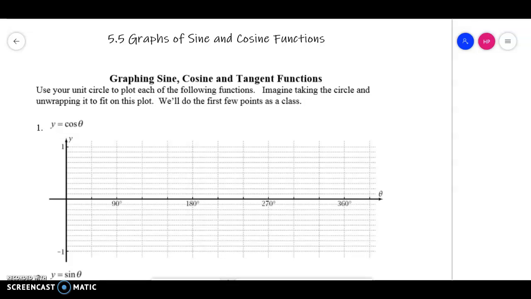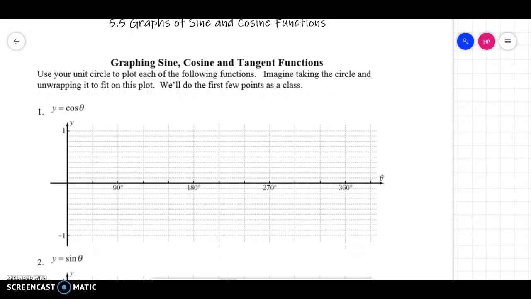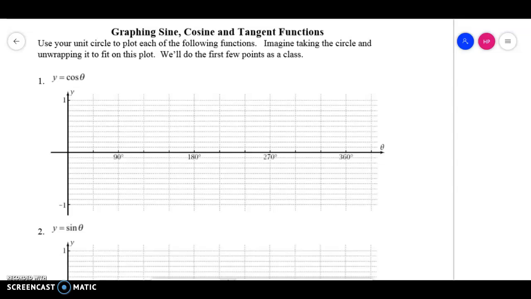5, graphs of sine and cosine functions. So we are going to use our unit circle and first focus just on the cosine of the angle, which is the x coordinate. And imagine taking the circle at each of these values and unwrapping it in order to fit each of these x coordinates on.